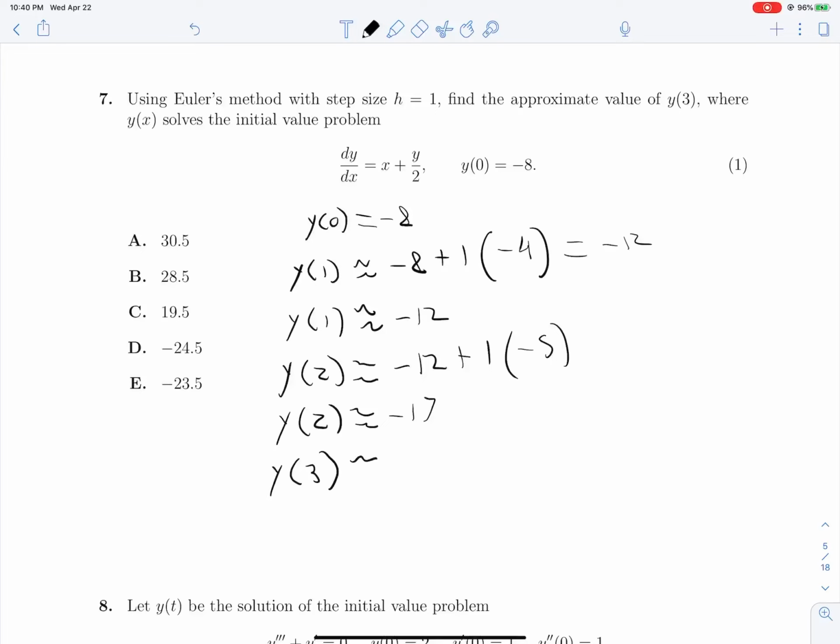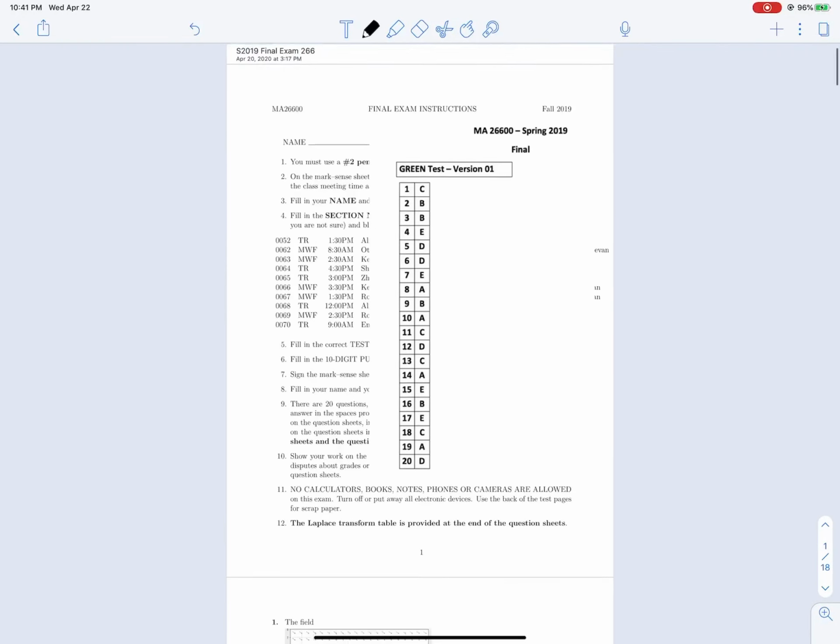Y at 3, following the same process, is negative 17 plus 1 multiplied by 2 minus 17 over 2. And 17 over 2 is 8.5. So this is negative 6.5. And negative 17 minus 6.5 is negative 23.5. So 7 is E.